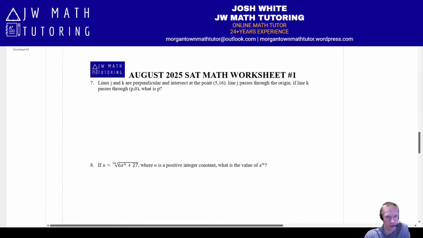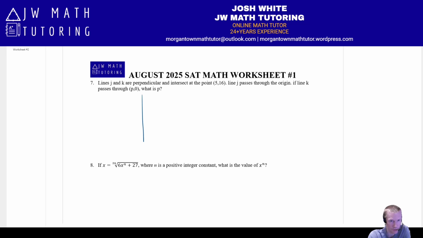All right, let's look at number 7. Here we have another perpendicular line type problem. So you have two lines that are perpendicular, and they intersect at this point, 5, 16. One of the lines goes through the origin. So just to sketch out and see what's going on here. One line goes through the origin, and way up here, it goes through 5, 16.